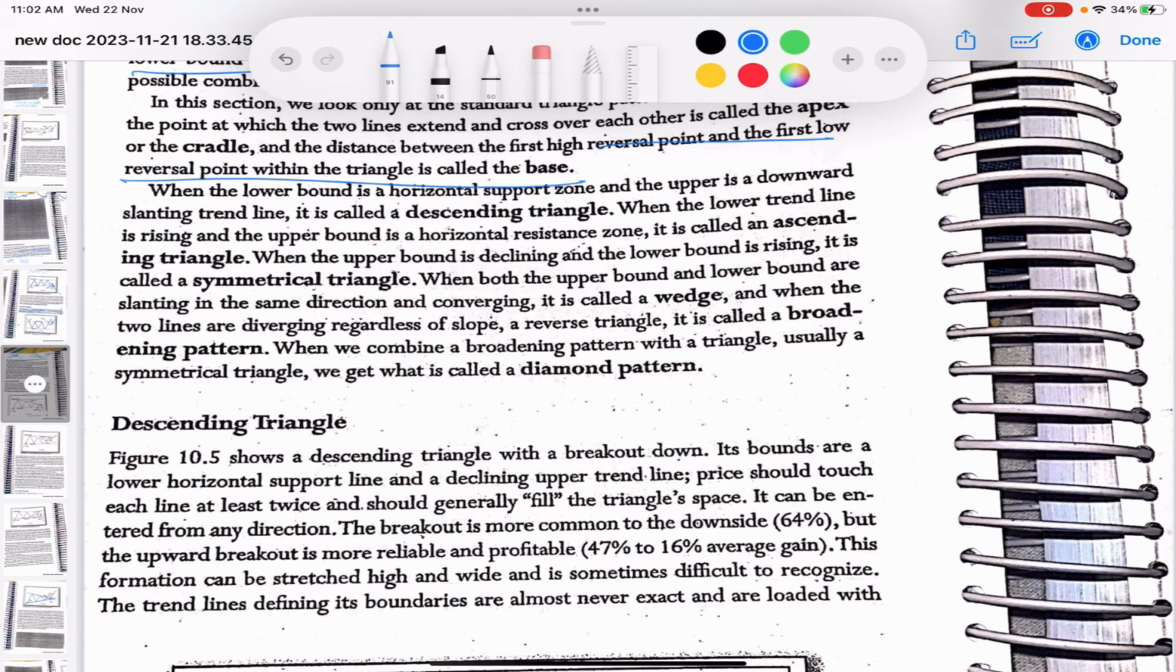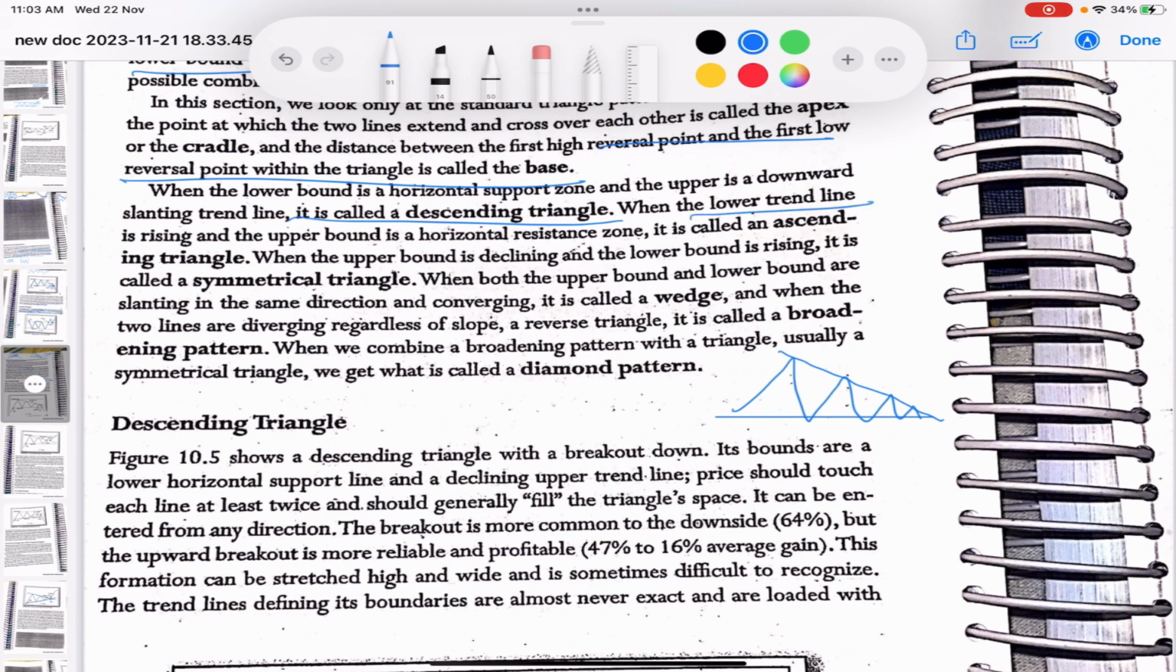Okay. When the lower bound is a horizontal support line, and the upper bound is a downward slanting trend line, which means like this, we can see that the price is clearly coming downwards. The highs are getting reduced, but the lows are remaining the same, which means that the lows are strong, but the highs are coming down, which means the price is descending. The price is coming down, which is why it is called a descending triangle.